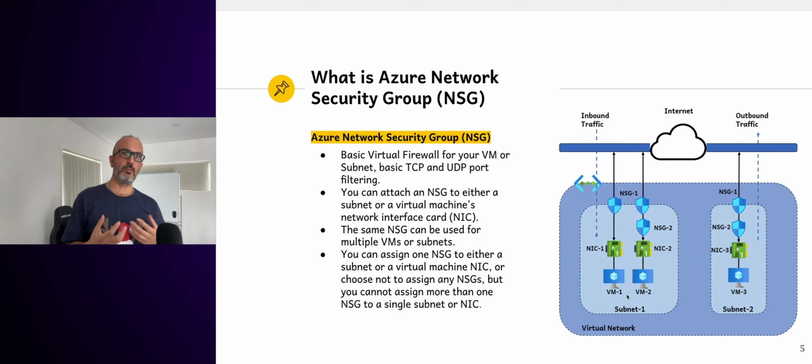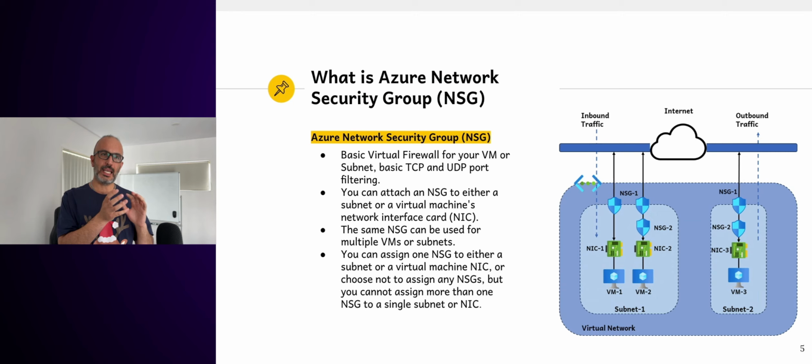This will, of course, be much easier to understand later on when we see that when we associate a network security group to a subnet, that will be the only network security group. When we associate a network security group with a network interface card, again, that would be the only one associated to that network interface card.